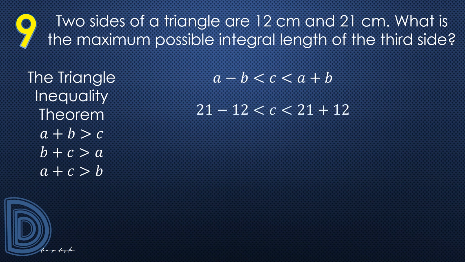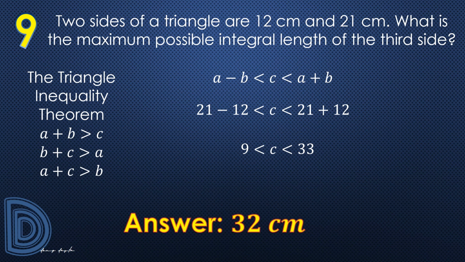If C is the third side, then we have C is greater than 21 minus 12, but less than 21 plus 12. So in here, the minimum value of C is 9, and the maximum is a value that is less than 33. So therefore, the maximum possible integral length of the third side is 32.